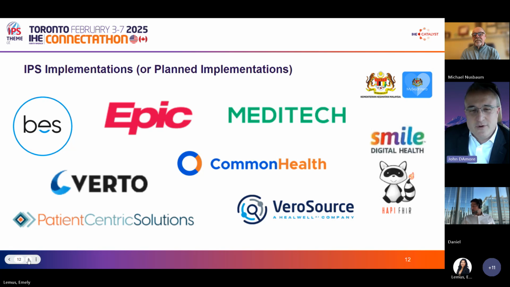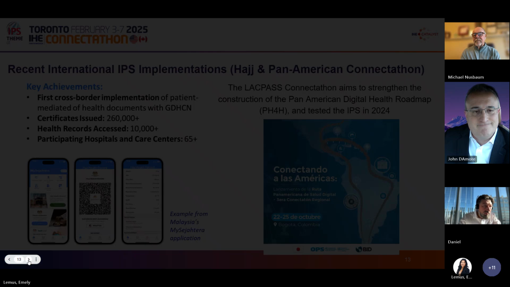And these things are really across the world. So you look at Australia, New Zealand for BES, Epic and Mediated, which have very international footprints. Common Health, which is a patient health record app in the United States. Smile, which is very international, Virtue, patient-centric solutions, and Verisource, which is supporting a live implementation for every patient available in New Brunswick, Canada. And in the upper right, you also see the My Suhatro app, which is really meant to support that use case for the Hajj pilgrimage, which went live this past summer as part of patient individual travelers to Mecca. Next slide.